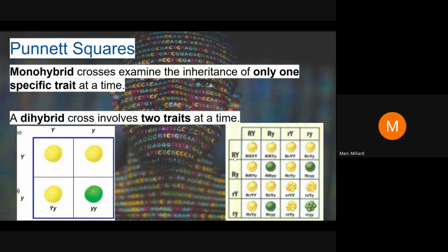And so you can see here, the capital Y's still mean yellow, the lowercase y's still mean green, but then we also have this variable r, which is representing whether or not the peas are round or if they're bumpy. Okay, and those are the traits for that one.